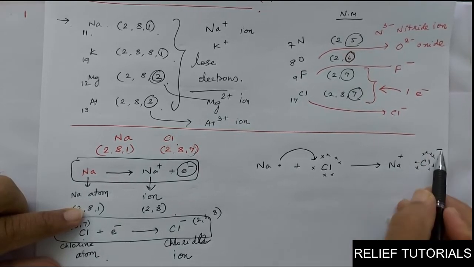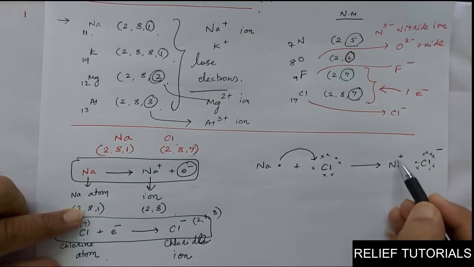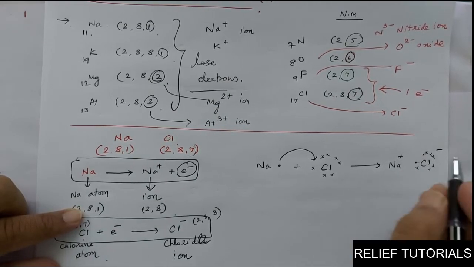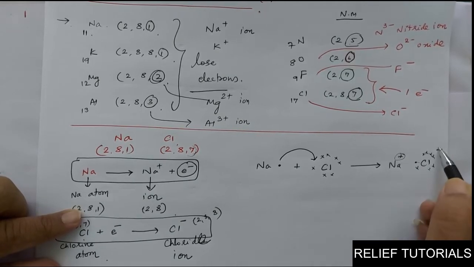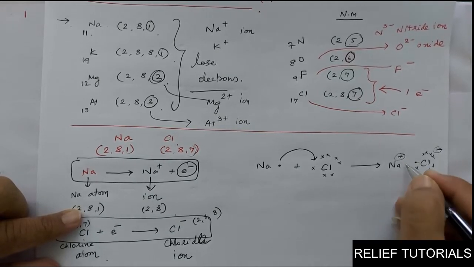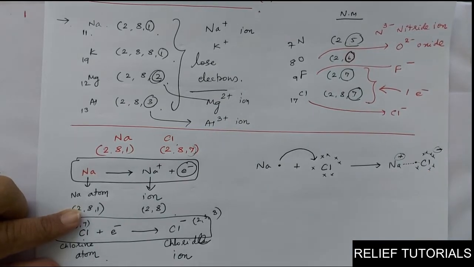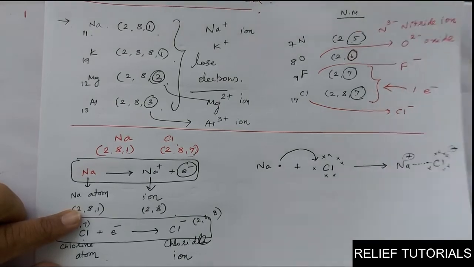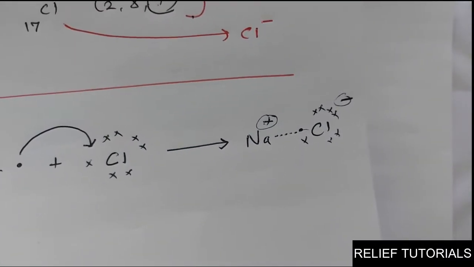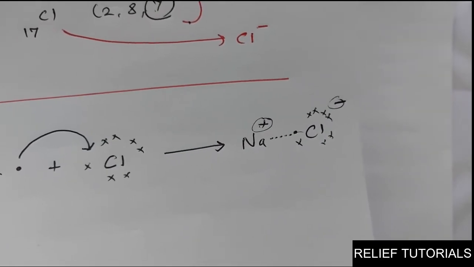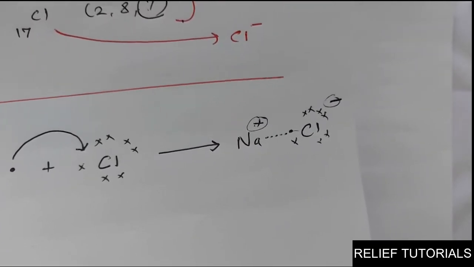Now listen to me carefully. Because of this opposite charge of ions, there is a particular force of attraction between these two. I am showing that force of attraction by a dotted line. Look at this dotted line. What is this dotted line for? This dotted line just represents the force of attraction.